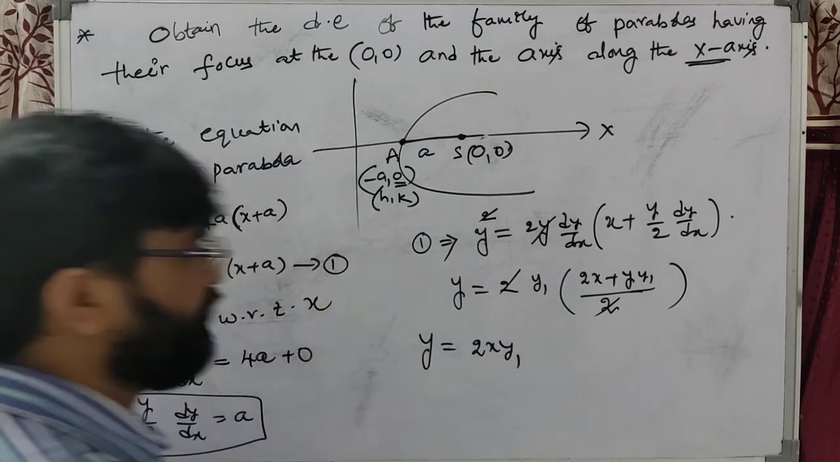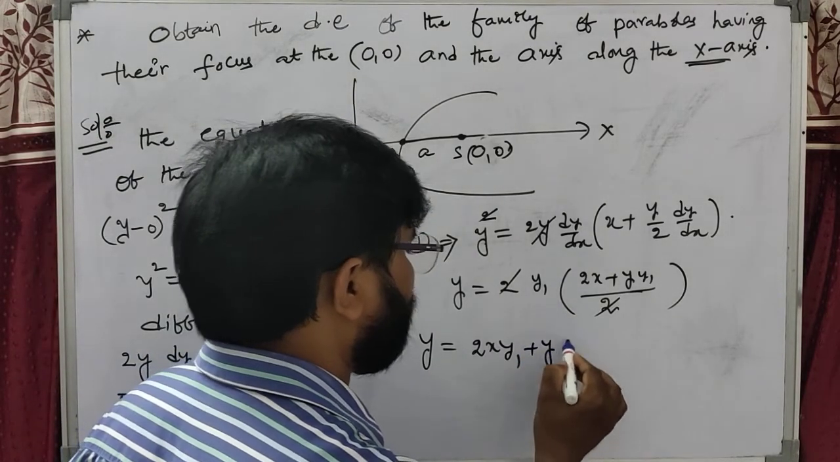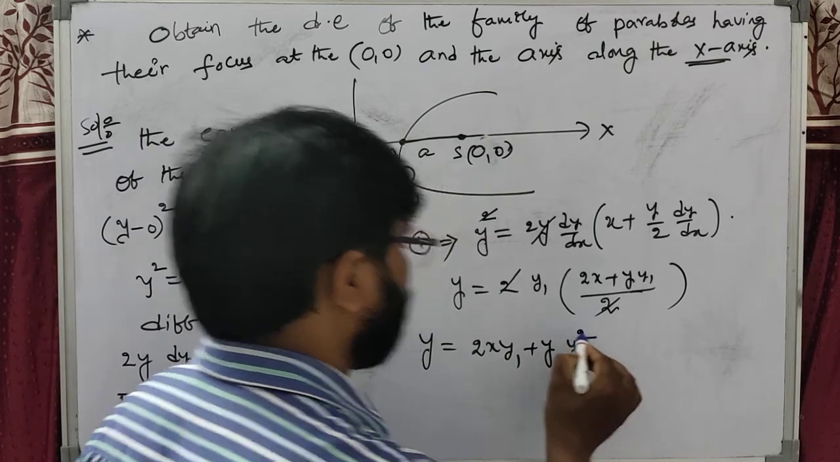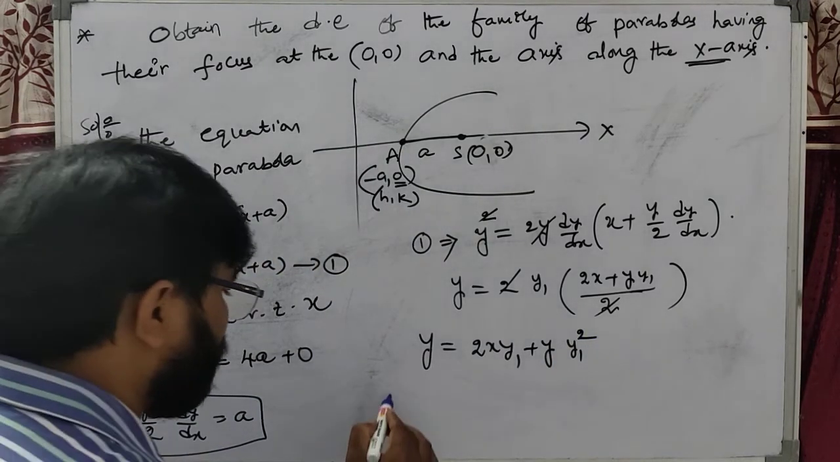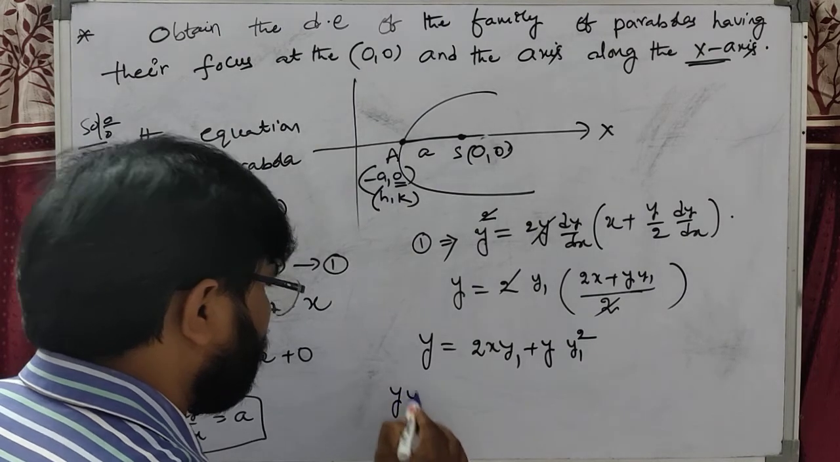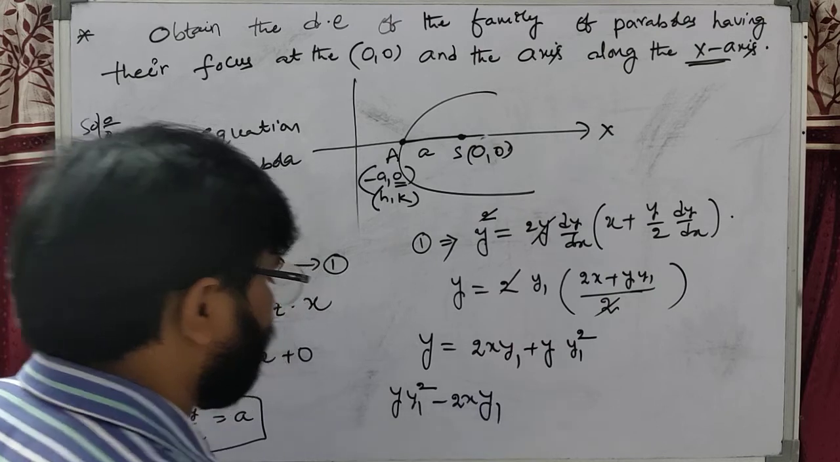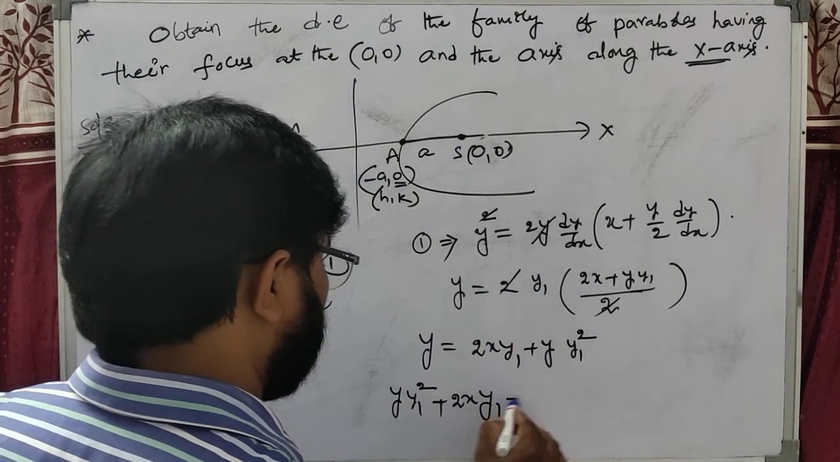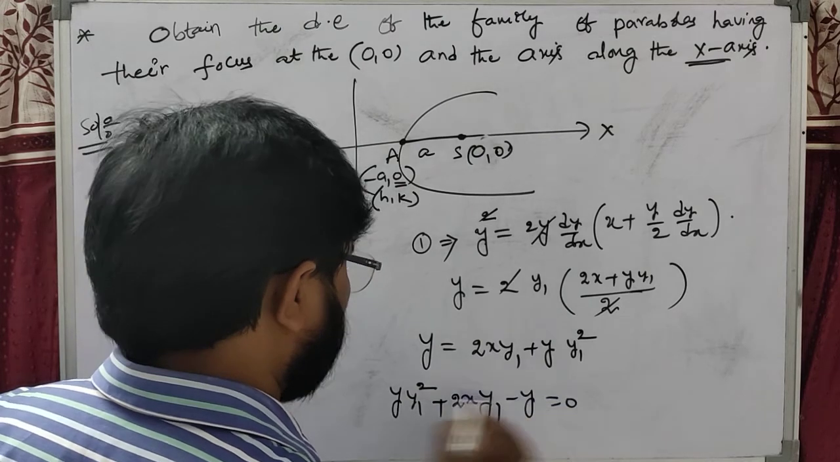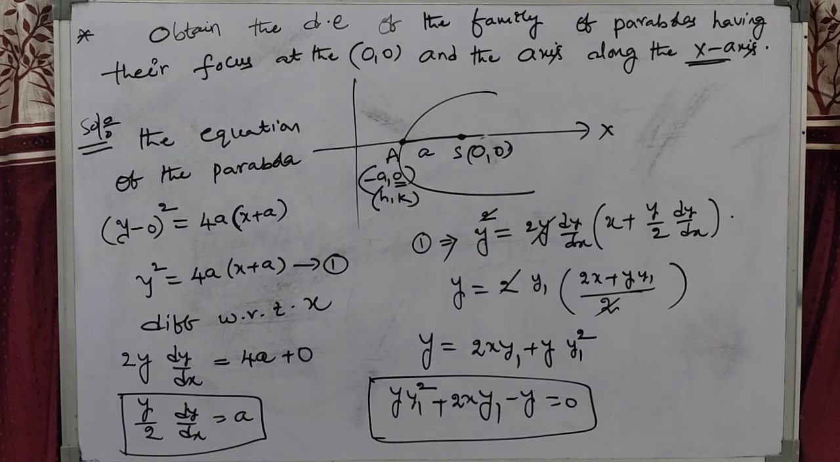Now we got y equals 2x into y1 plus y into y1 square. We can write it as y into y1 square plus 2x into y1, and the y is sent to the other side, minus y. This is our required equation.